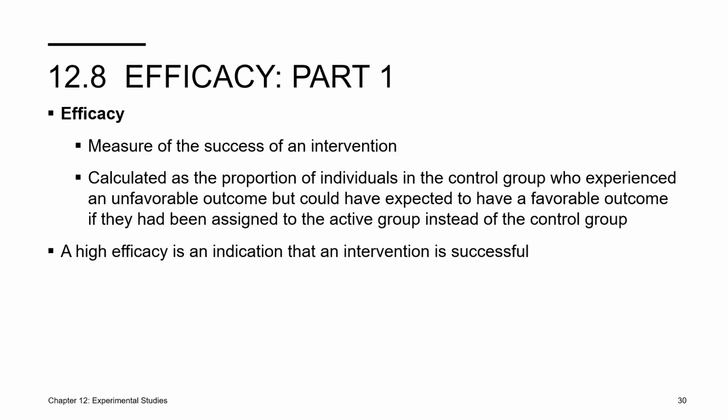So section 12.8 goes over the concept of efficacy. And when conducting randomized controlled trials, you're looking for efficacy, which is the measure of success in an intervention. And this is calculated as the proportion of individuals in the control group who experienced an unfavorable outcome, but could have expected to have a favorable outcome if they had received the intervention, not the control. So a high efficacy is an indication that an intervention is successful.